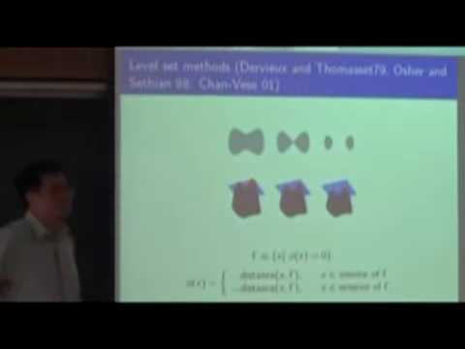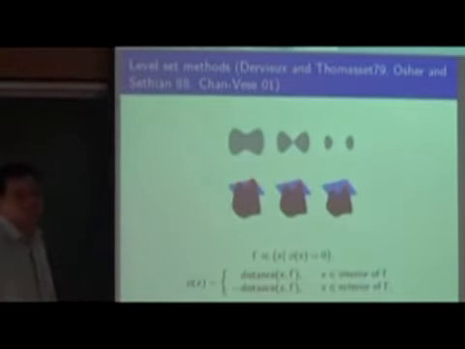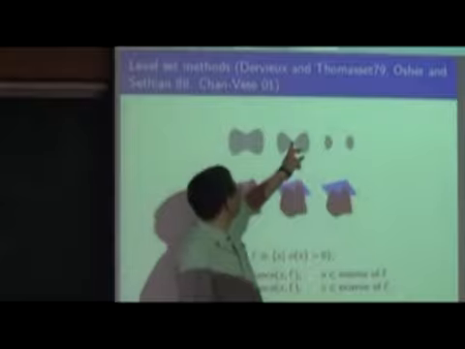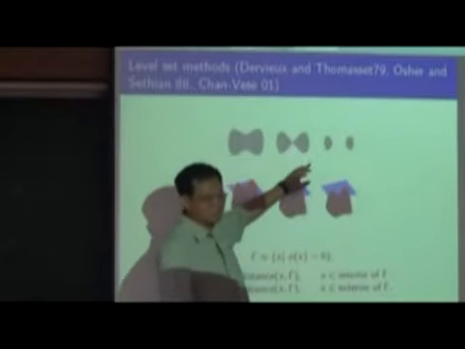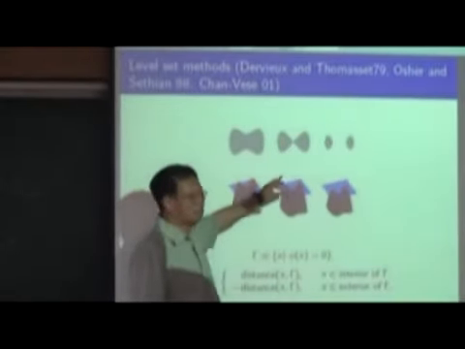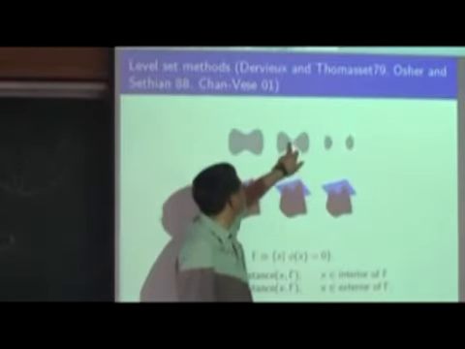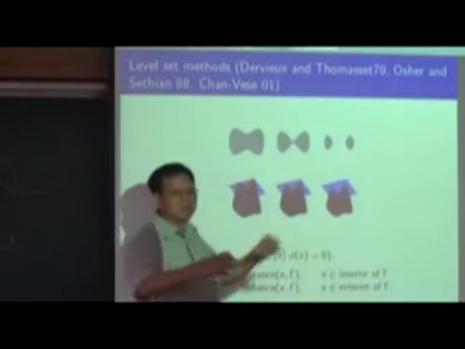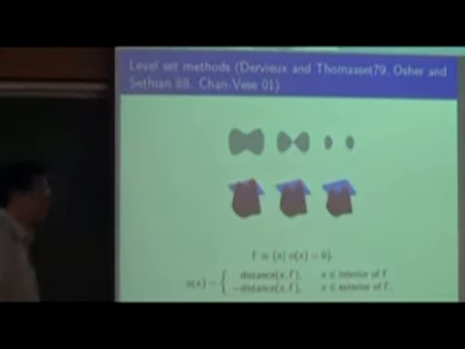So I think this is the essential advantage of the level set methods. You see, splitting and merging is very easy. When this point is splitting, you don't need to do any surgery. But if you use a Snake model, you must do a surgery here. Also when the level sets come together. So this is essentially the level set method.